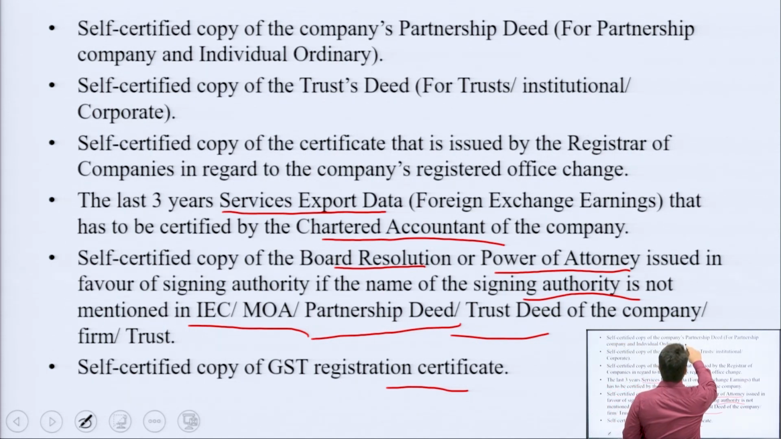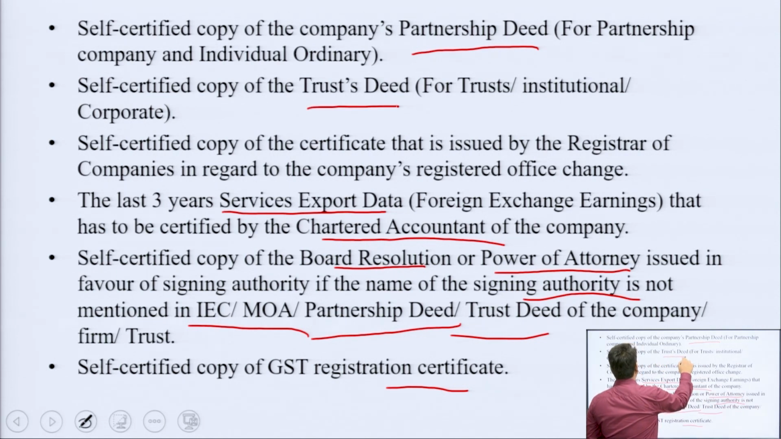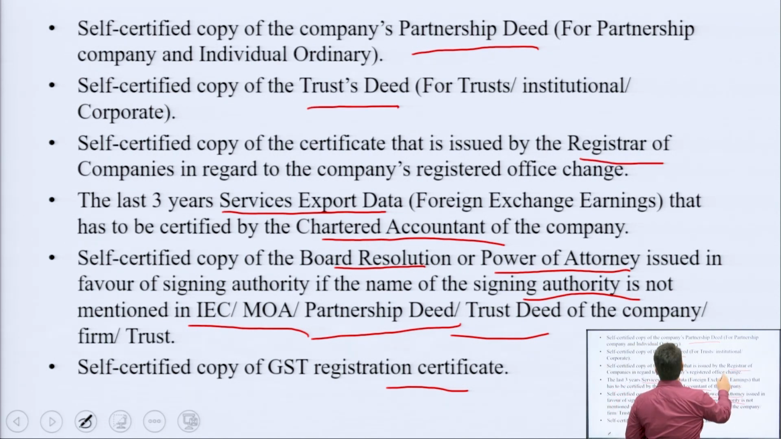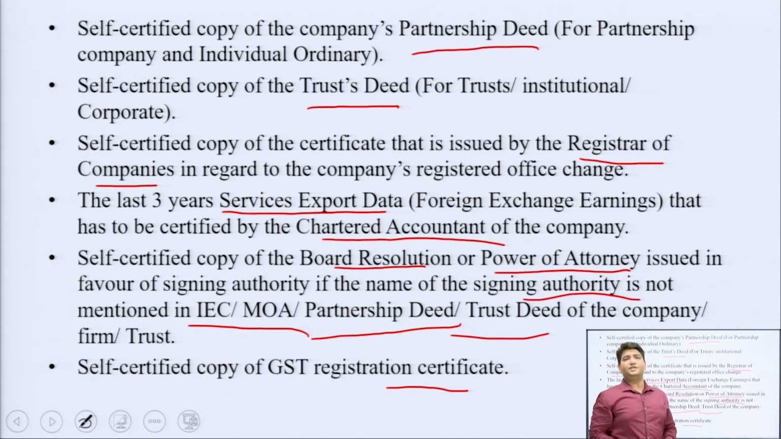A self-certified copy of the company's partnership deed. A self-certified copy of the trust deed. A self-certified copy of the certificate that is issued by the Registrar of Companies in regard to the company's registered office change. The last 3 years' service export data, which has to be certified by the chartered accountant of the company.